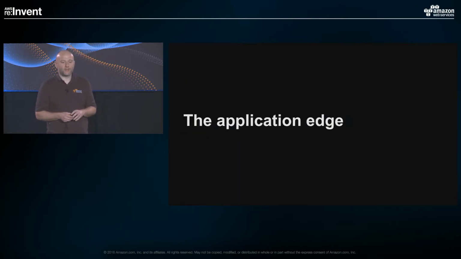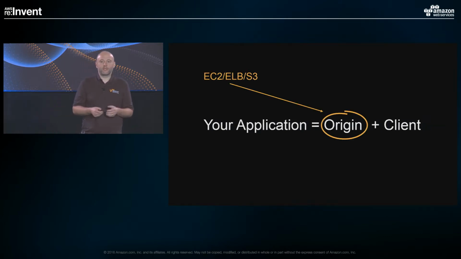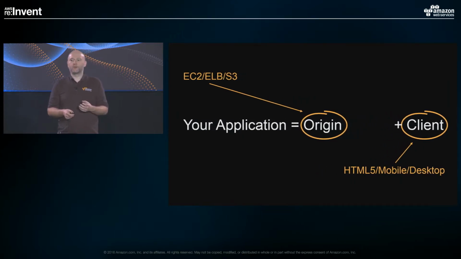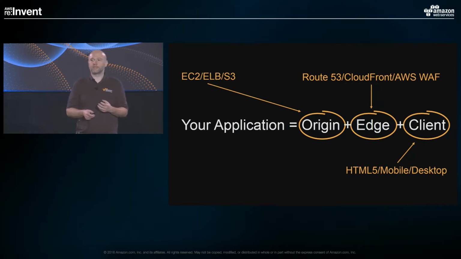So the application Edge. I think traditionally we would see our application as being the origin web servers, effectively, that originate the content for your website or your web application, your web API, and the client itself. So the origin you can see as being EC2, ELB, S3. So they are originating the content for your website. The client can be a web page, a mobile application, a desktop application. So we would traditionally see that as your application. But I want you to think about actually, as well as those two, there's actually the Edge in between. So these are the Edge services, Route 53, CloudFront, and AWS WAF. And as a whole, those three parts make up your application.